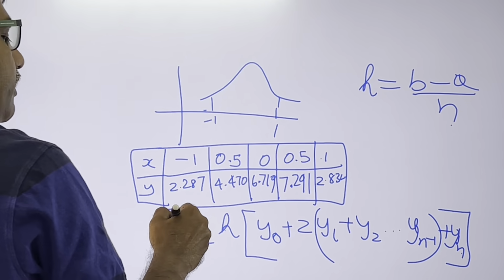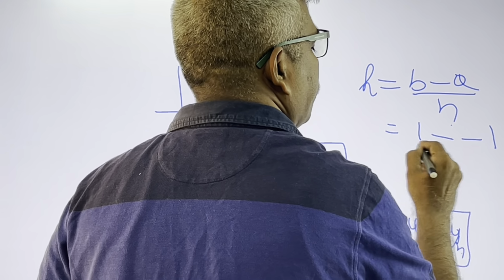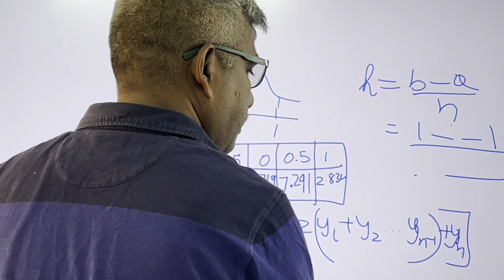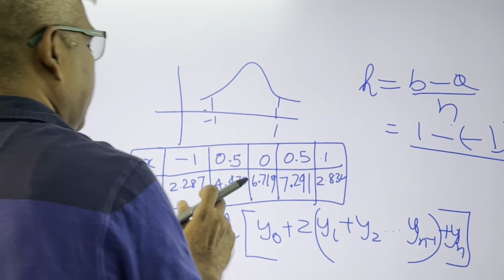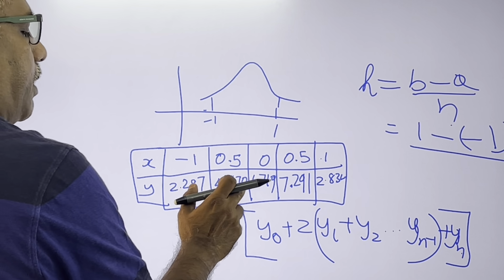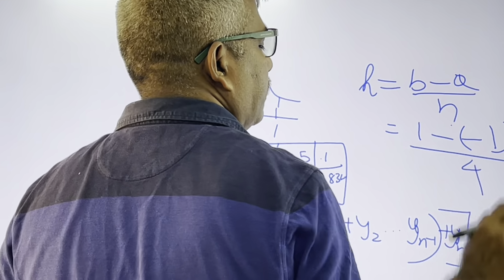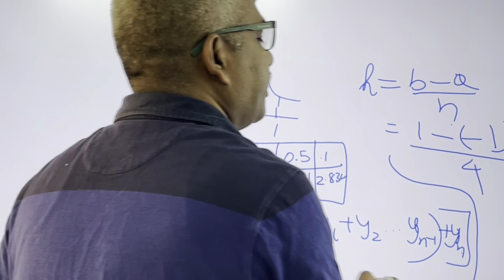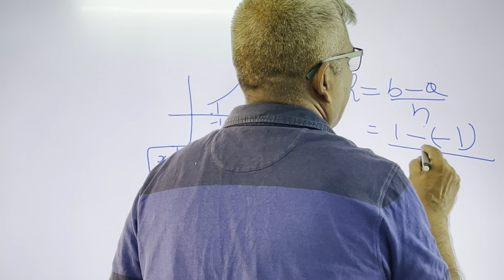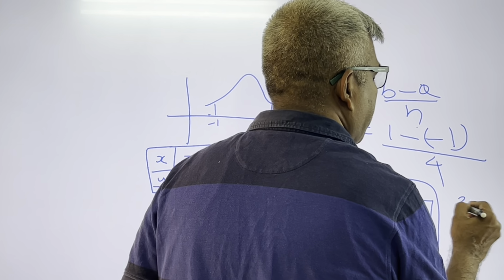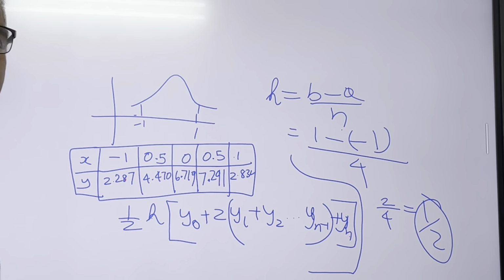B is 1, a is minus 1, so 1 minus minus 1, divided by n. Here you see how many columns are there? 1, 2, 3, 4, 5. 5 columns means n is 4, because if it is 5 columns, there are 4 trapezium only. That is the reason I reduced to 4. 1 minus minus 1 is only 2, by 4, it is 1 by 2. Height is 1 by 2.